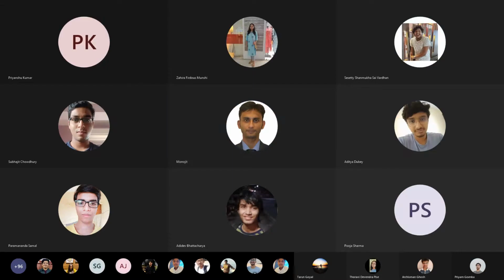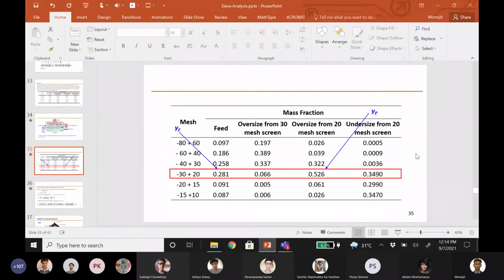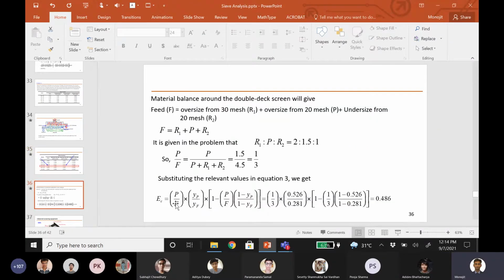Yes. Can anyone put any lights on this one? Let me repeat the question again. So we solved the last problem using this formula, which is somewhat in between the equation that we got while deriving the equation for the efficiency.